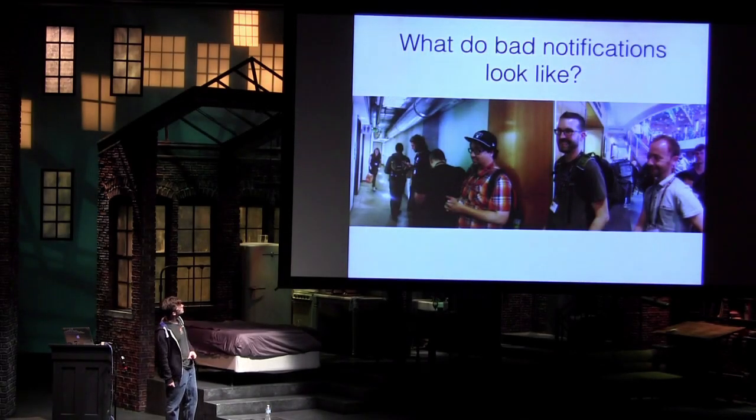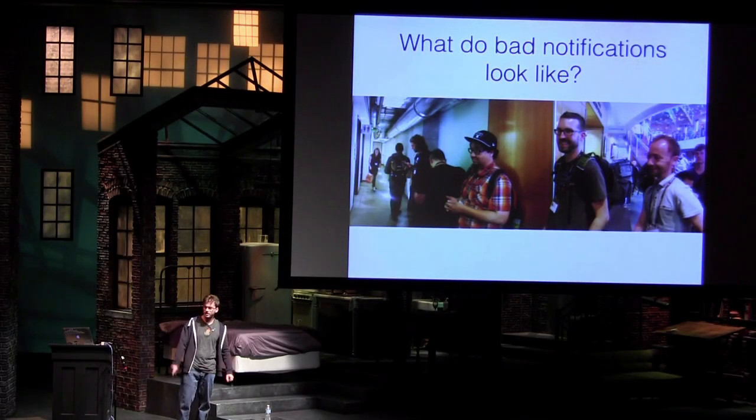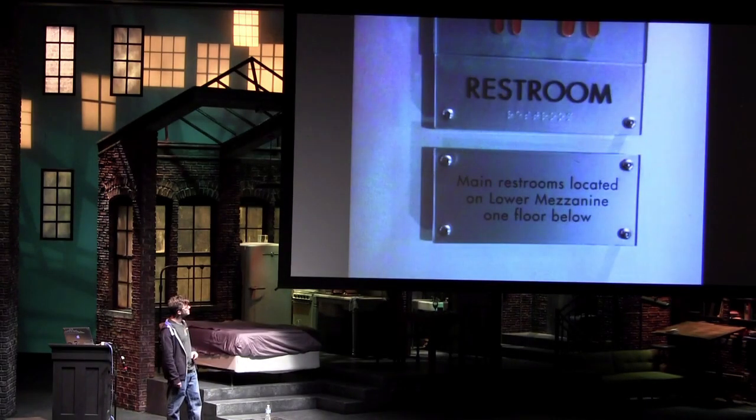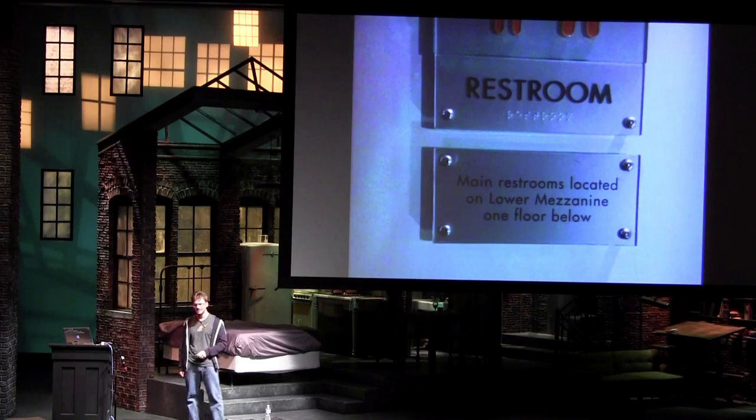Well, this is kind of what it looks like, and thank you to the volunteers out there. So right outside the stage here are a few bathrooms, and this is the line of all the people waiting to get to the bathroom. And as you approach these bathrooms, which are single bathrooms, and you still might miss this, there's this nice sign there that says main restrooms located on the lower mezzanine, one floor below. So what was wrong with that?